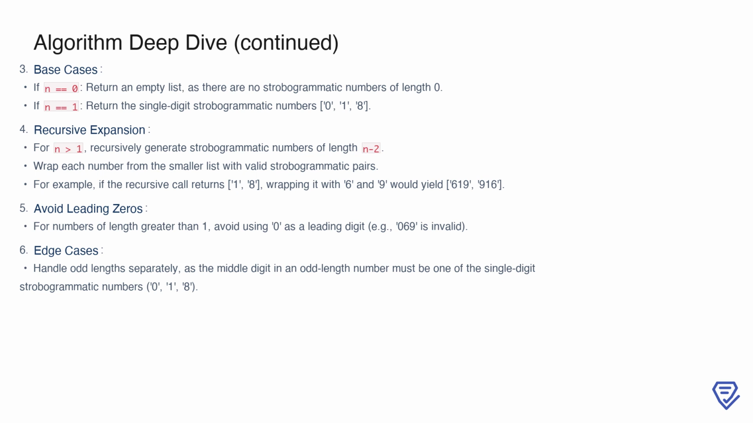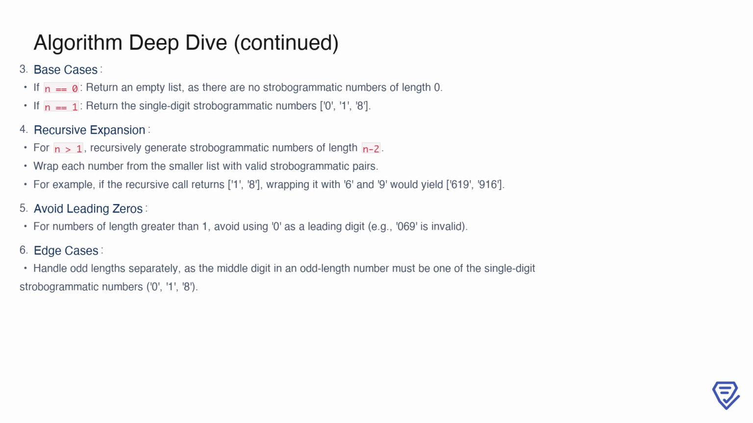For example, if the recursive call for n-2 gives us 1, 8, wrapping with 6 and 9 produces numbers like 619, 916. However, we must ensure that numbers of length greater than 1 do not start with 0, as 069 would be invalid. Additionally, for odd-length numbers, the middle digit must be one of the single-digit strobogrammatic numbers, 0, 1, or 8.